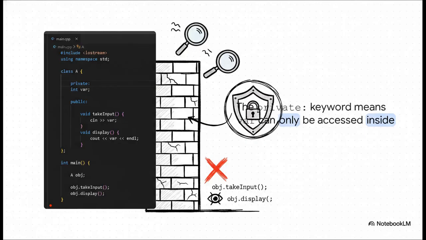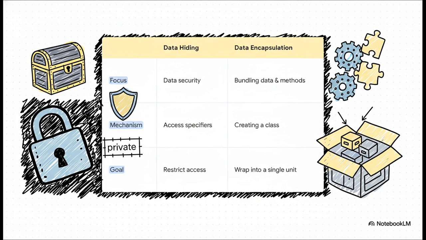Let's look at the code to see how it works. See that little private keyword? That's the magic right there. It acts like a wall around that integer var. Now, the functions takeInput and display, which are part of the class, they can get to it no problem. But any code outside of class A, it can't even see that var exists. Access totally denied.